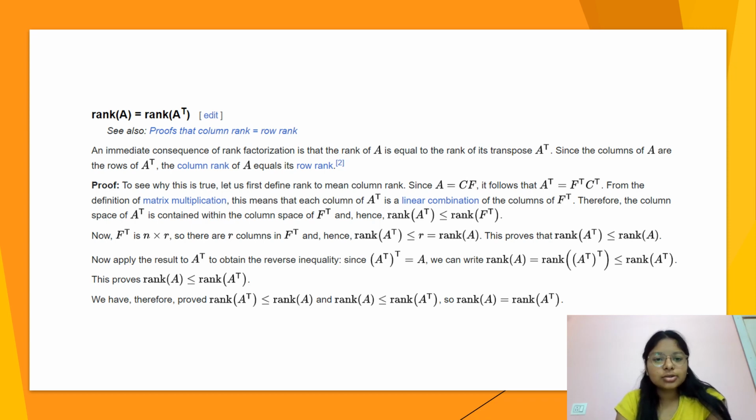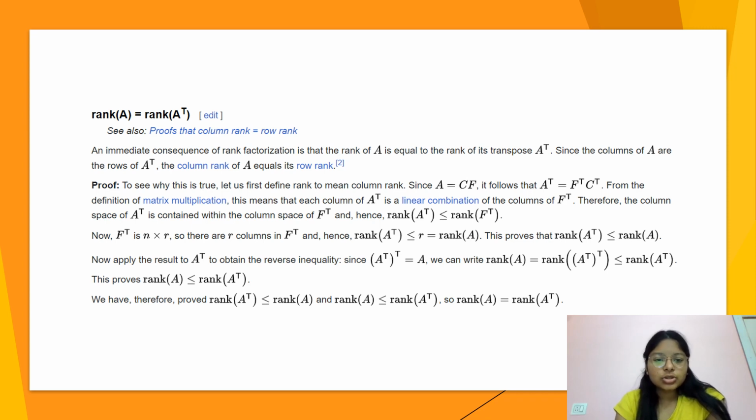To see why this is true, let us first define rank to mean column rank. Since A is equal to CF, it follows that A transpose is equal to F transpose C transpose from the definition of matrix multiplication. This means that each column of A transpose is a linear combination of the columns of F transpose. Therefore, the column space of A transpose is contained within the column space of F transpose, and hence rank of A transpose is less than or equal to rank of F transpose.